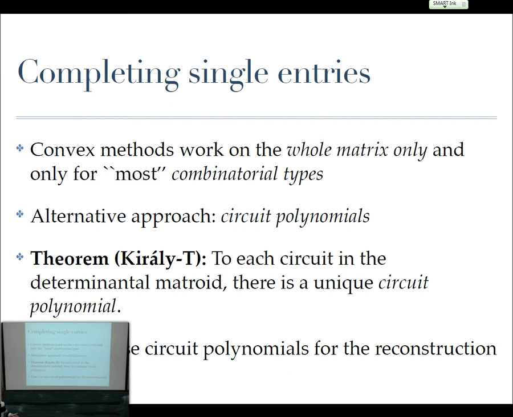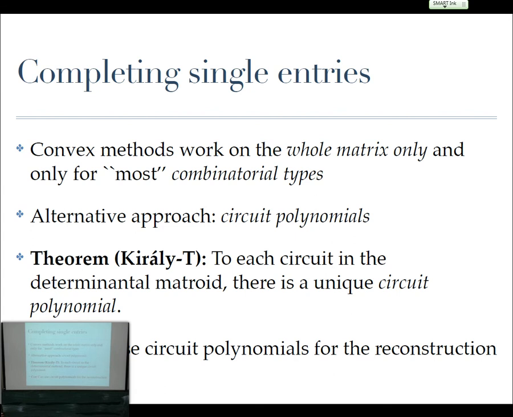They have various assumptions, and also they complete the whole thing. And so our approach is based, again, more on algebraic ideas. And this is these circuit polynomials. So a theorem, due to friends and myself, is that to each circuit in this determinantal matroid, there's a circuit polynomial. So there's some polynomial in the entries corresponding to the circuit, and as corollaries, you can use it to solve. And this is not unique to the determinantal matroid.